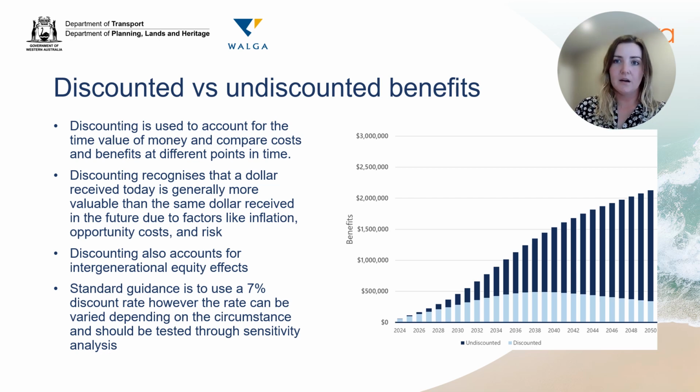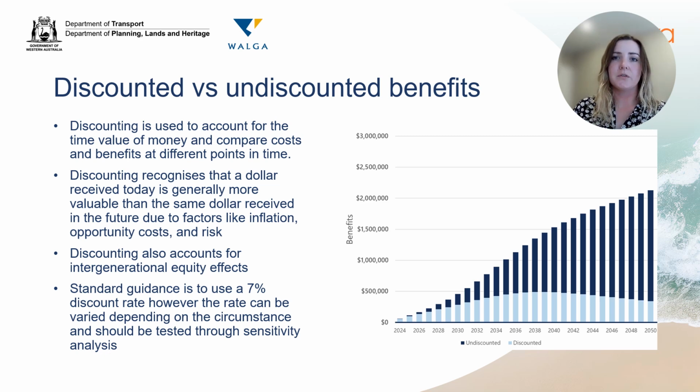Discounting can also help us account for intergenerational equity effects. So the general consideration there is that generations in the future will be better off than those now, and so we use discounting to account for that. Standard guidance across Australia used to be to use a 7% discount rate, although that rate can be varied depending on the circumstance, and you'll want to consider testing that through sensitivity analysis. Again, something that your consultants should talk to you about and discuss with you.